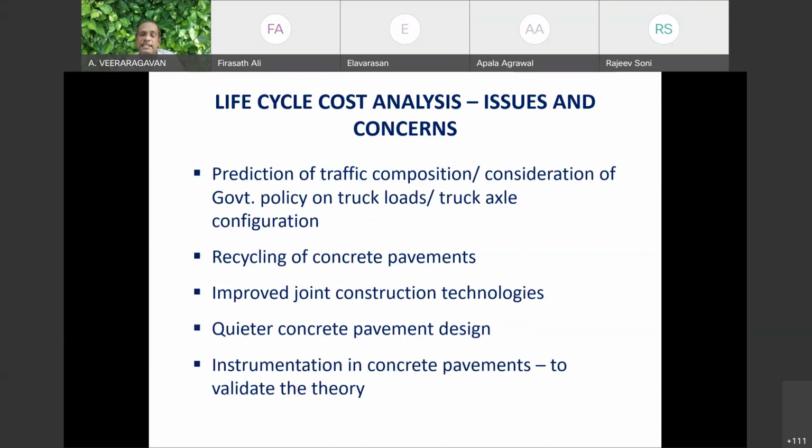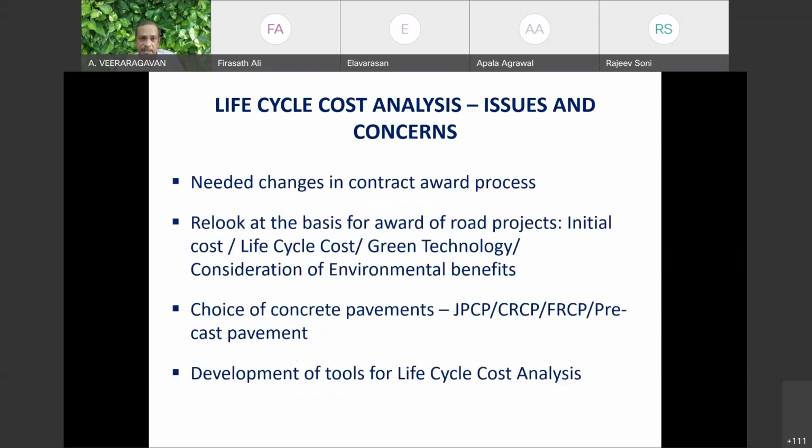Whitetopping concrete. Instrumentation so that you can relate theory to practice. Your model can be verified. Field validation is also required. So the contract award process has to be modified because we can bring in sustainability in a tendering process. We have to work towards the life cycle cost and awarding the work, not based on the L1 or the lowest initial cost. Different types of concrete pavements are possible. It's not one type. Jointed plain concrete pavement, continuously reinforced concrete pavement, fiber reinforced concrete pavement, precast concrete pavement, different types are possible here. So bottom line is life cycle cost.